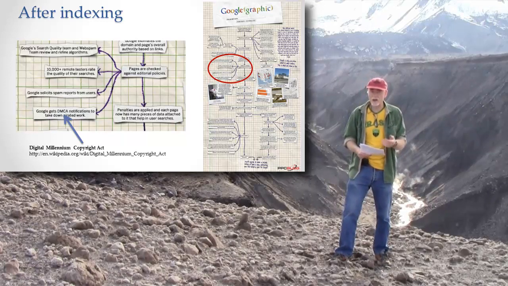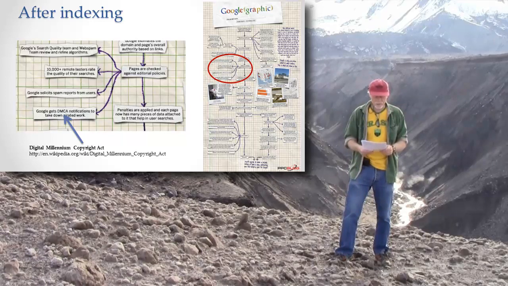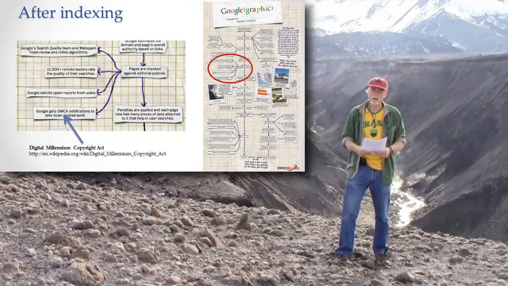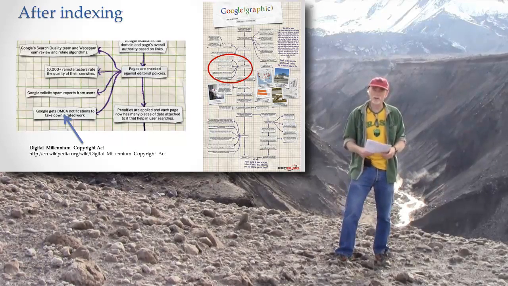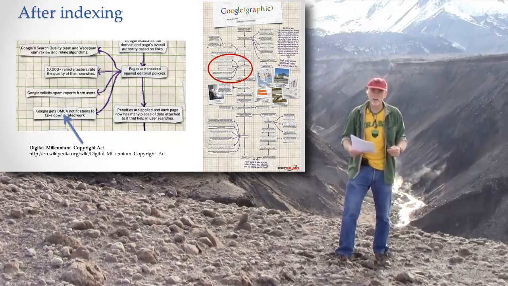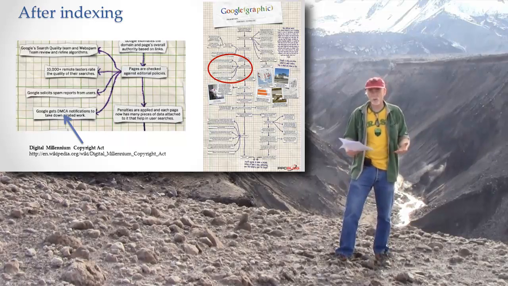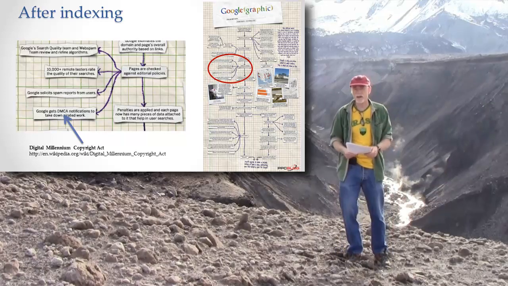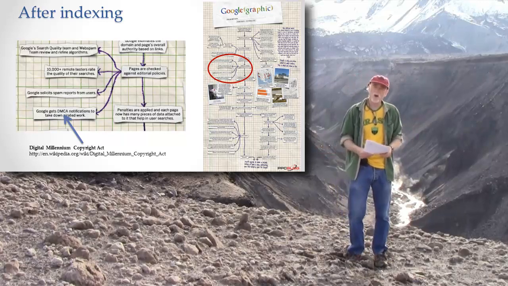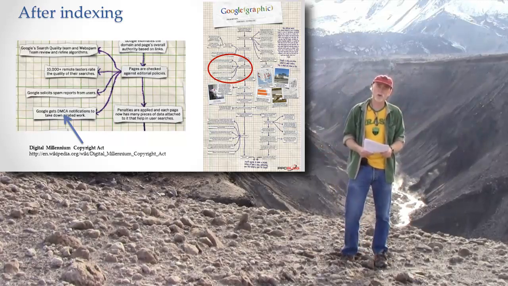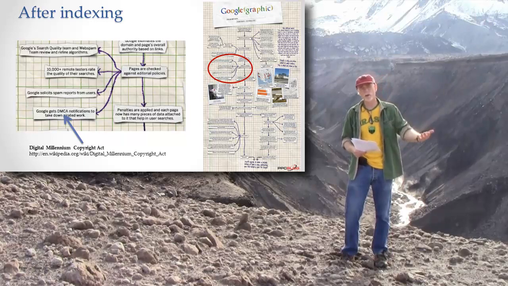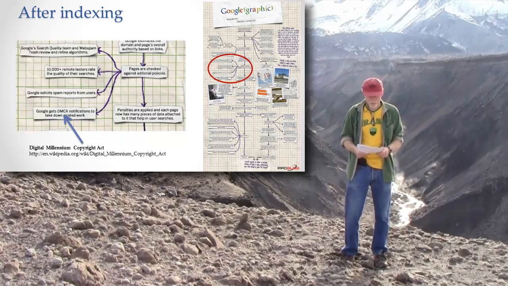There are 10,000 plus testers, according to this, that are rating the quality of the results and the quality of the searches. They're not doing anything to the pages. They're just trying bizarre searches and seeing, does it work? Does it make sense? Google solicits spam reports from users. So if you see a page and maybe that page is pornographic or something, or that page is a pirated page of your work, you can report it to Google. Google will put it on a list, and that page won't come back in search results.